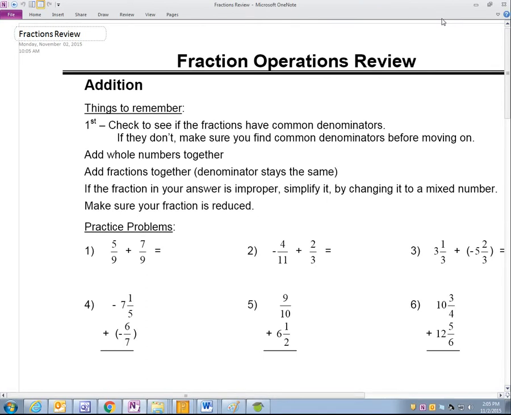Now, some of you are still struggling with this. But here's the deal. It's not the fractions part of it that you're struggling with. It's actually the integer rules part of it that you're struggling with. And that you have notes for.